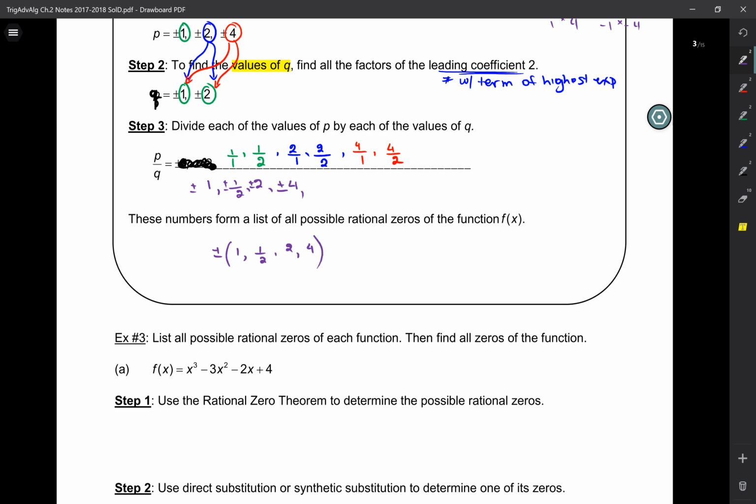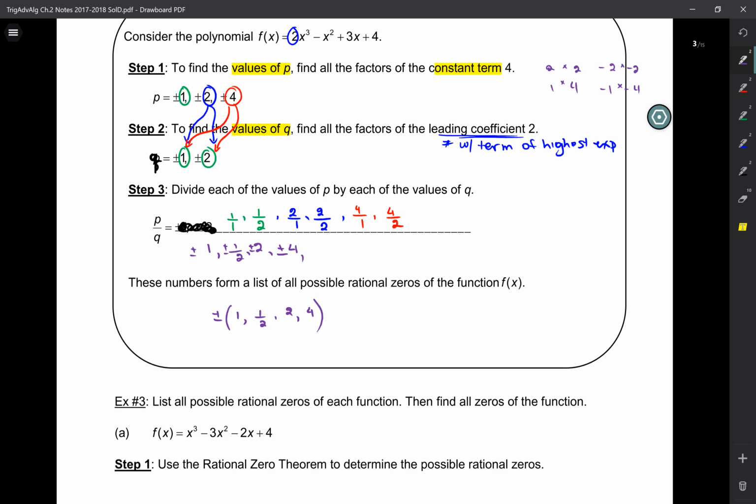All right? So remember how I said you could sit there and plug in every single number in the universe and see if you're going to get a 0? We've now narrowed it down to a much smaller list: 1, 1/2, 2, 4, -1, -1/2, -2, -4. So we now have only 8 possibilities.